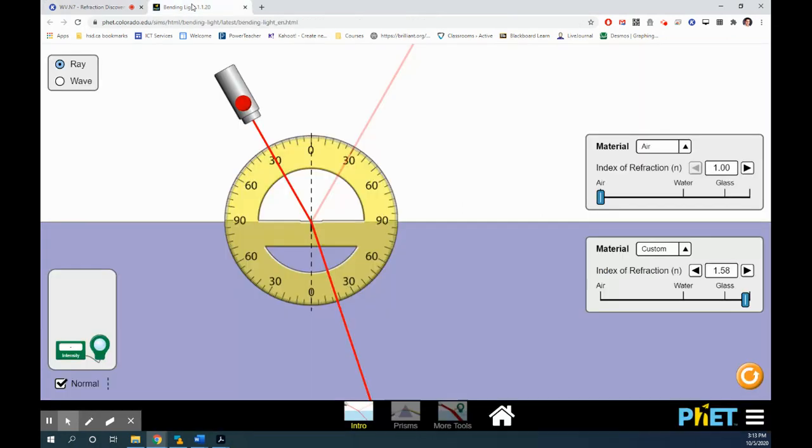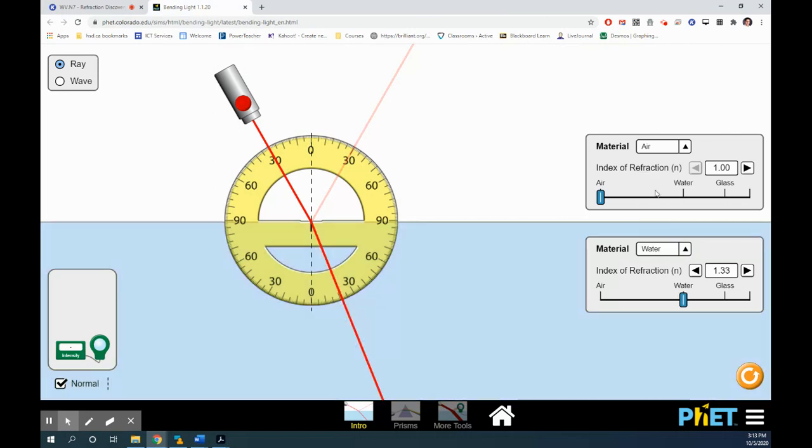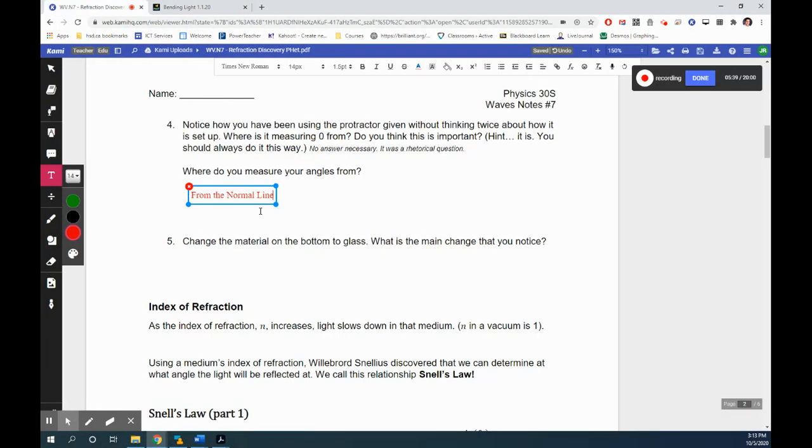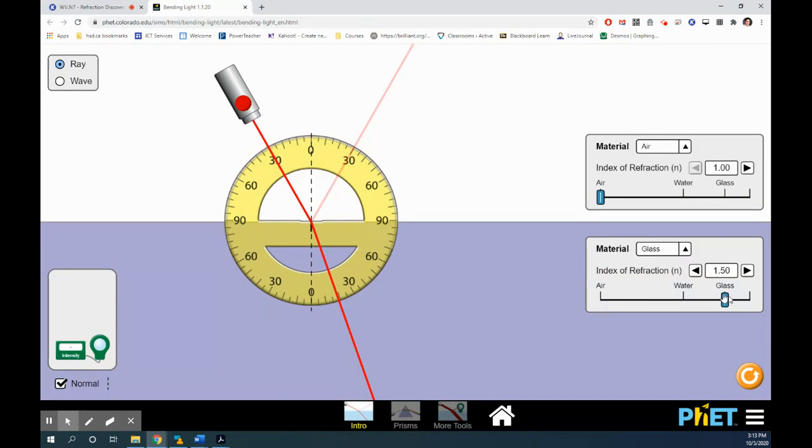And now what's going to happen when we change the bottom to glass? So let's go from water, which is what we had, to glass. And what is going to happen? We're going to see that the bigger the n value, or the index of refraction, the more the light bends. Okay? And so what I'm saying there is, if I change this n value here, as it gets more, you see the light bends more.